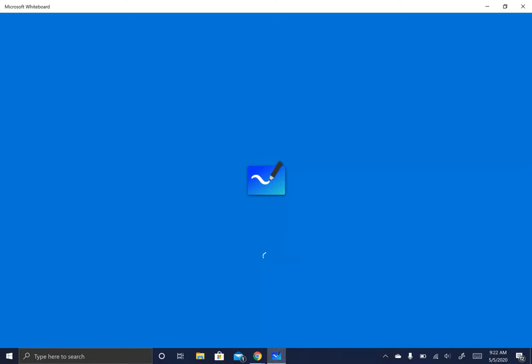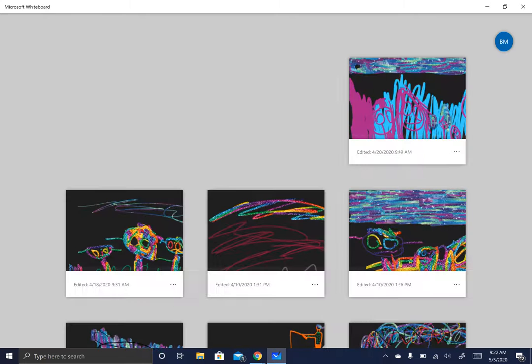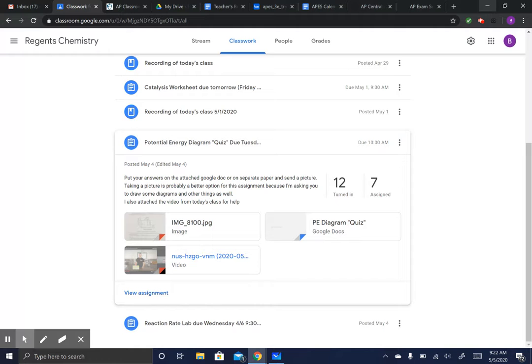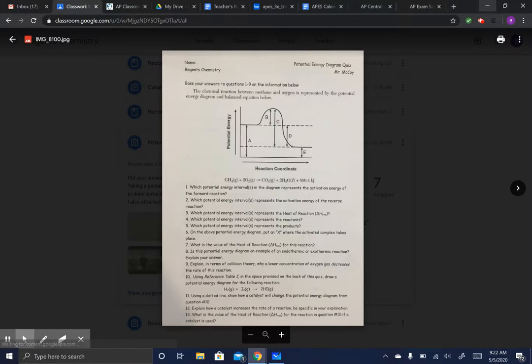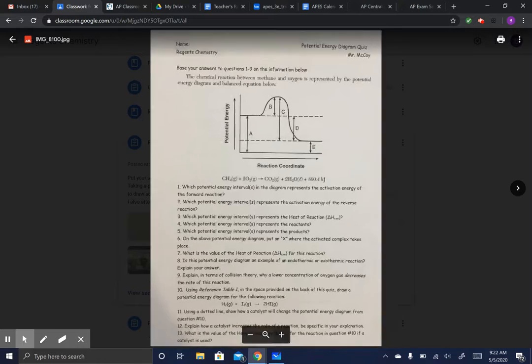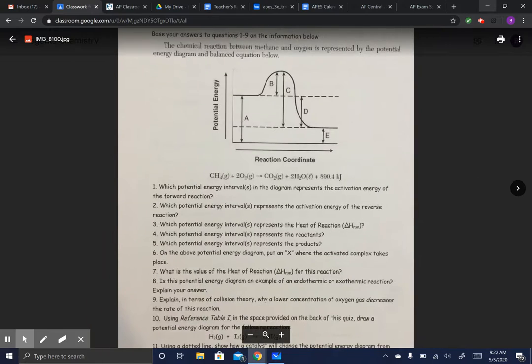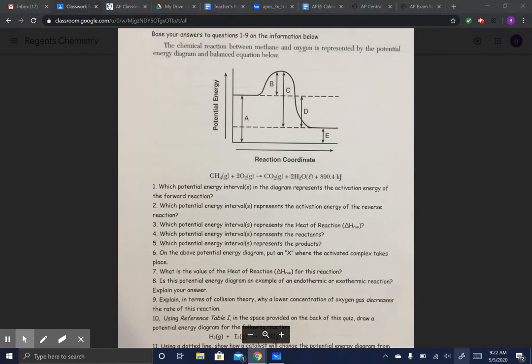Hey guys, I'm going to go over the potential energy diagram quiz that's due today. So here we go. I'll take a picture. I'll do my normal thing here so I can write on this. Actually, let's do it this way. That's good enough.